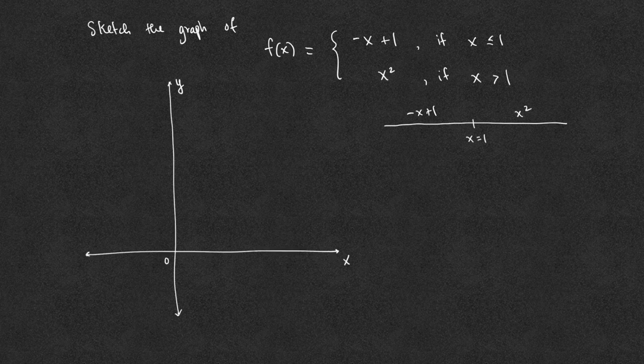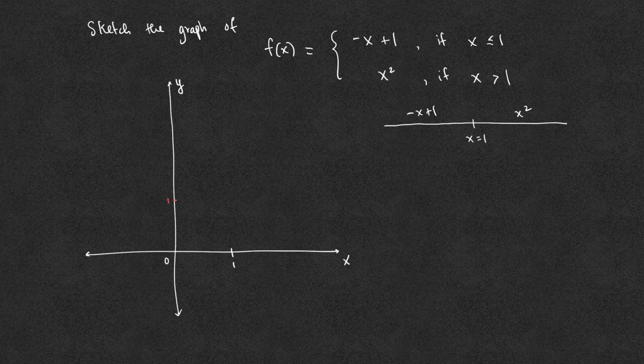We start with the Cartesian coordinate system, or the rectangular coordinate system. For all of the x that is on the left hand side of 1, the graph of negative x plus 1 showed up. And the easiest way to do this is to first grab negative x plus 1, which is a linear function. The y-intercept is 1 and the slope is negative 1. So we go down 1 and go over 1.